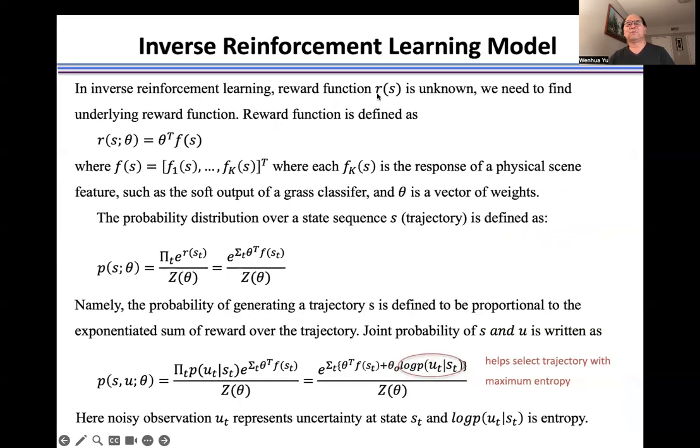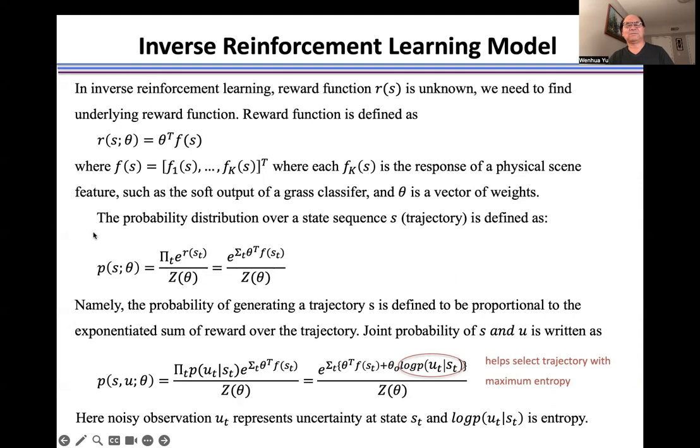Because the reward function R is unknown, we need to define a reward function, say as the product of model parameters and feature vectors. This feature vector is from the state S. So once we have this reward function, we can use it to define a probability over the trajectory S.